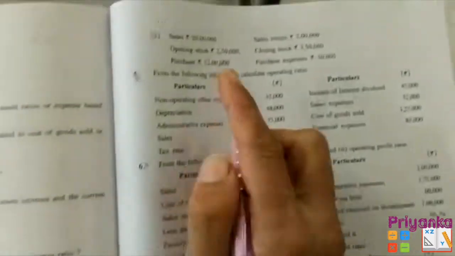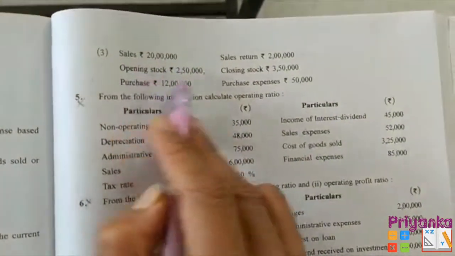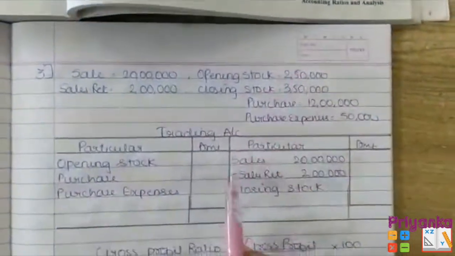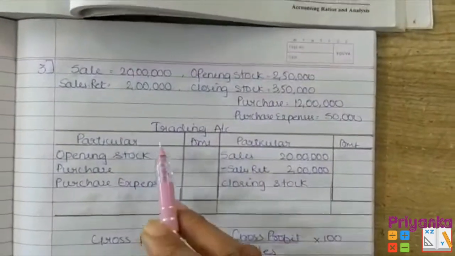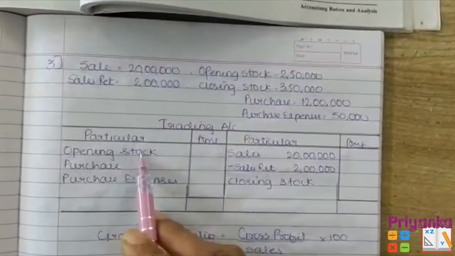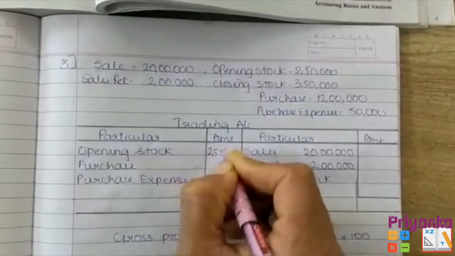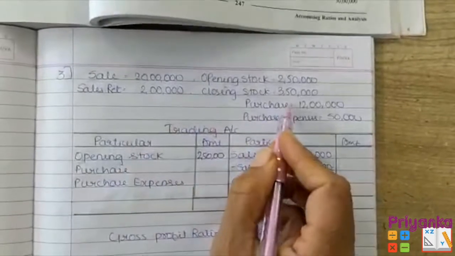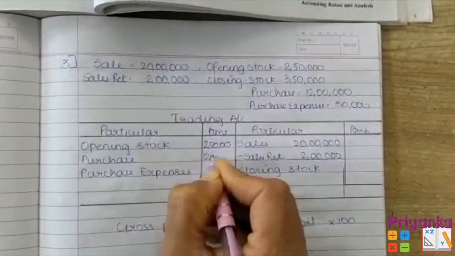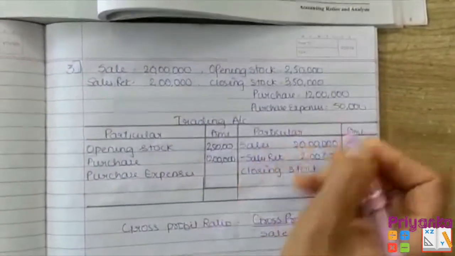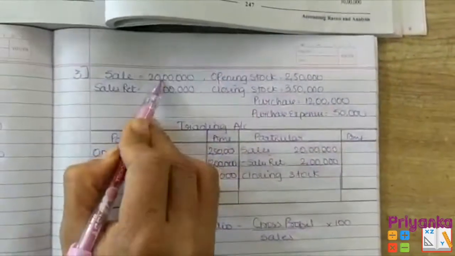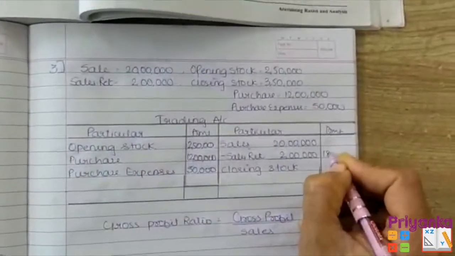Moving to the next question. Sales 20 lakh, opening stock, purchase, sales return, closing stock and purchase expenses are given. Now as per the information, first I put down the trading account, where I wrote where the information comes. Opening stock comes at the trading account debit side with the amount 2,50,000. Purchase is given 12 lakh. Purchase related expenses 50,000. Sales is given 20 lakh minus sales return. Here I got the value 18 lakh.